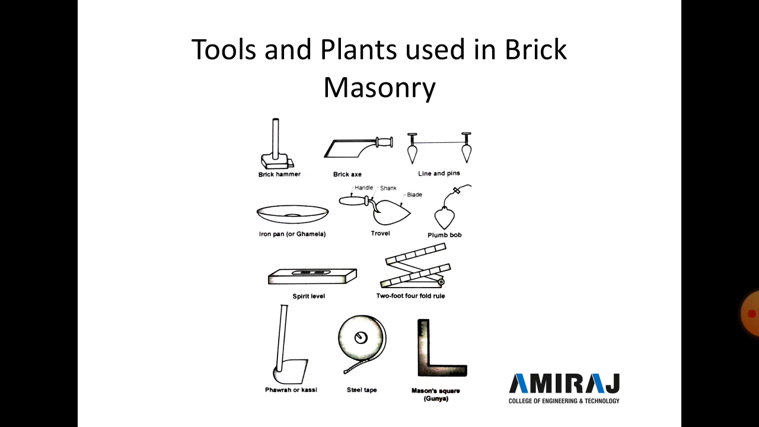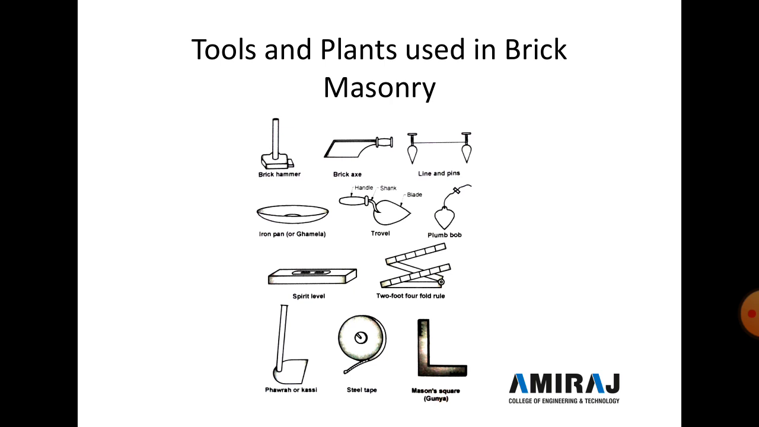Next is the line and pins. Line and pins, the line dori, are compulsory to construct a wall in a straight line. Next is the iron pan. The iron pan is for material transportation, and is also used to prepare or mix the mortar. Next is the trowel. The trowel is used to fix the brickwork or to handle the mortar.